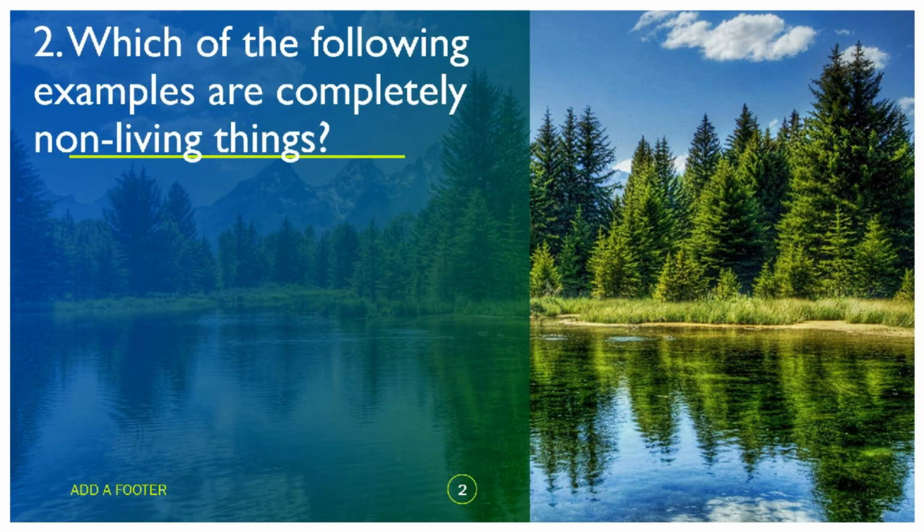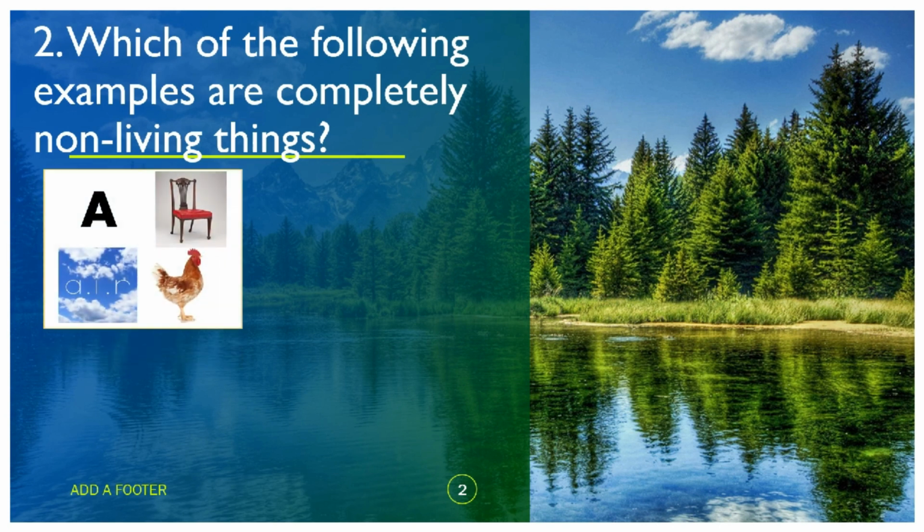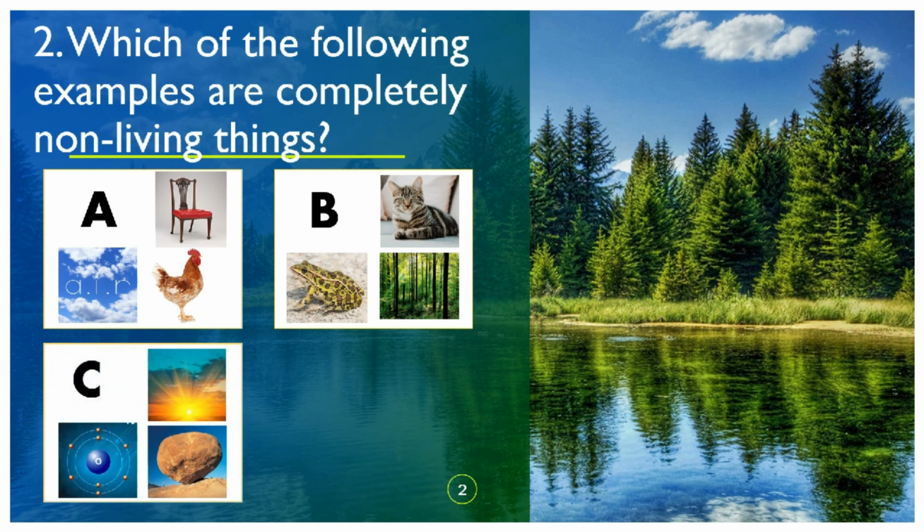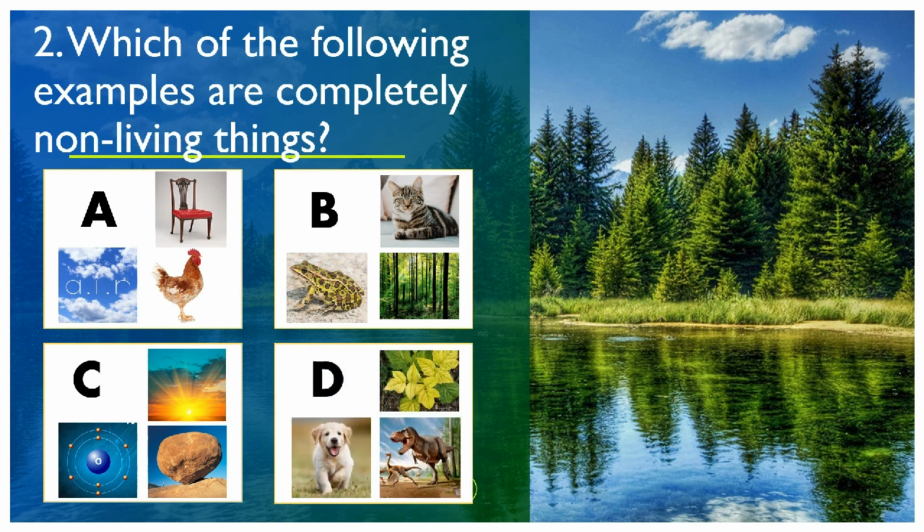Number 2. Which of the following examples are completely non-living things? A. Chair, air, chicken. B. Cat, frog, trees. C. Sunlight, oxygen, rock. D. Leaves, dog, dinosaur. Okay, choose your answer. The answer is letter C, sunlight, oxygen, and rock.